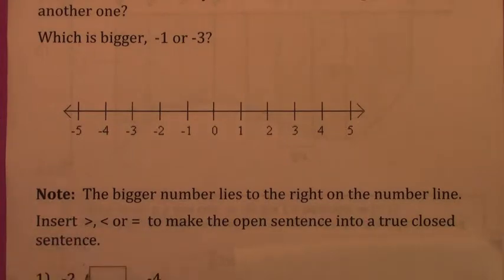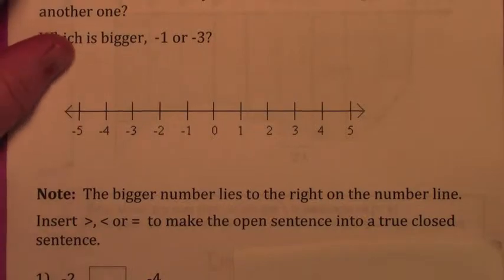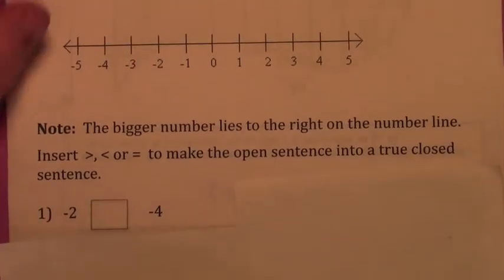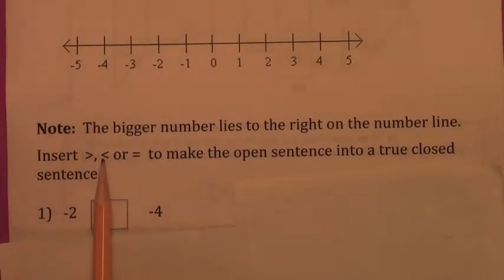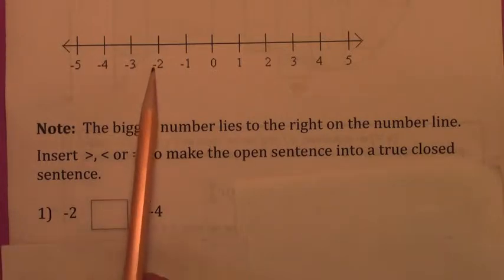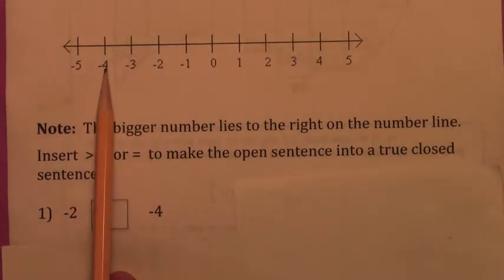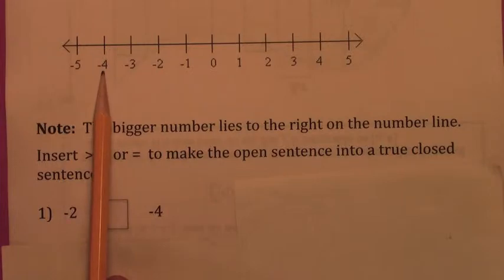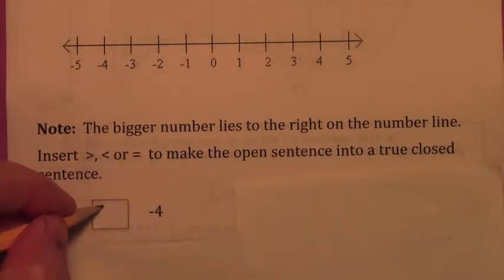This symbol means greater than, this symbol means less than, and this symbol means equal to. The way I like to keep it straight is just remember that the inequality symbol always opens up to the bigger number. So here we go. We're supposed to make this into a true closed sentence by putting greater than, less than, or equal to. -2 blank -4. Well, -2 is here, -4 is there. -2 is greater than -4, so the symbol has to open up to the -2.